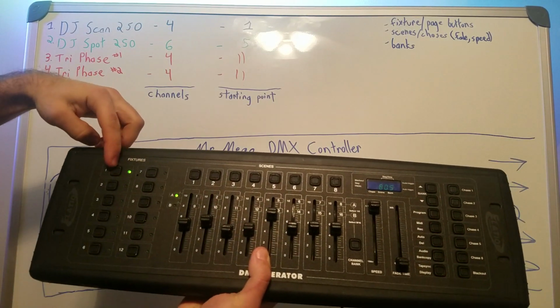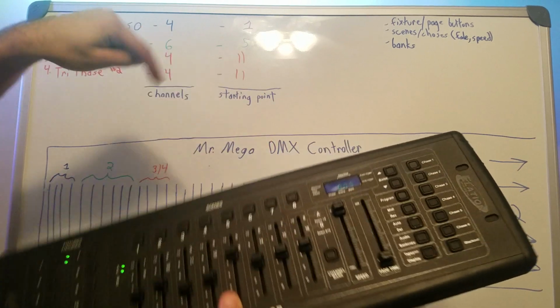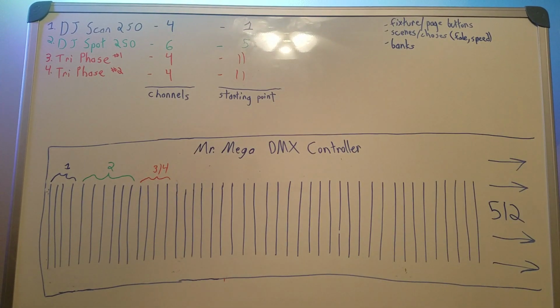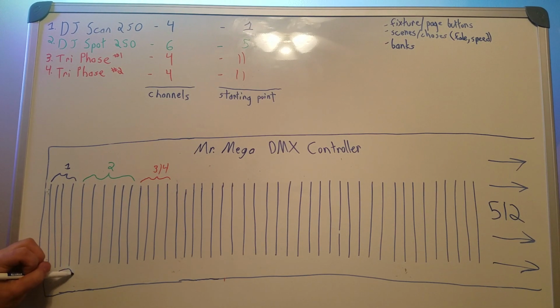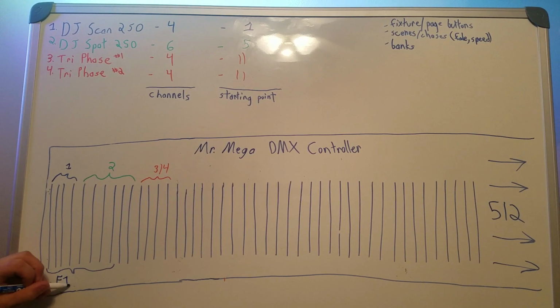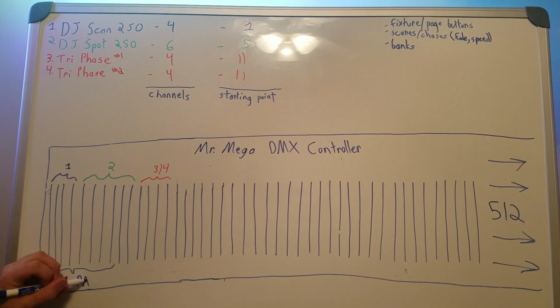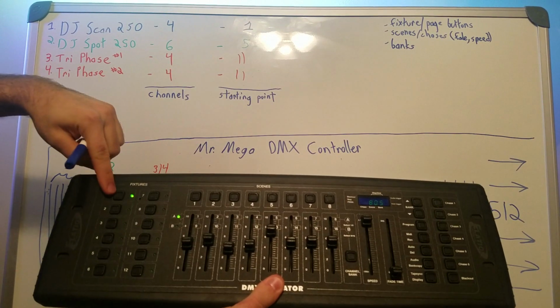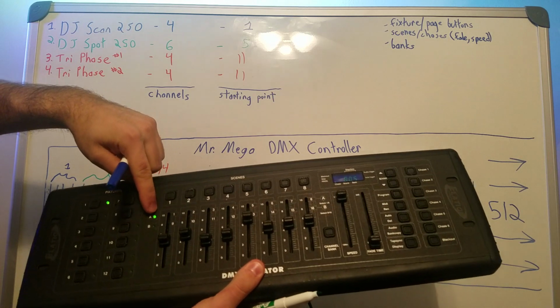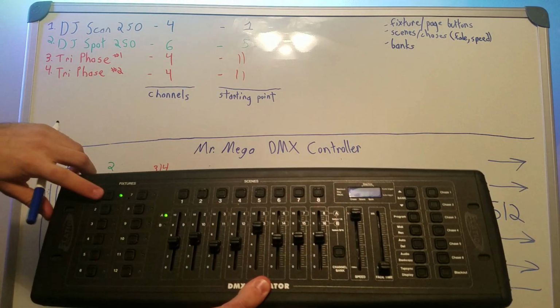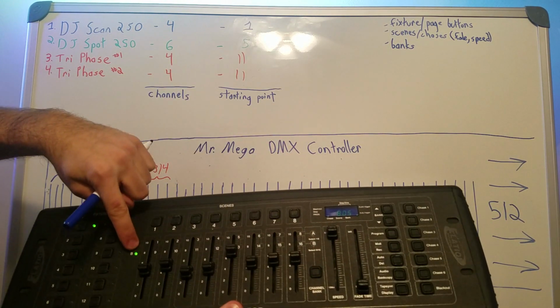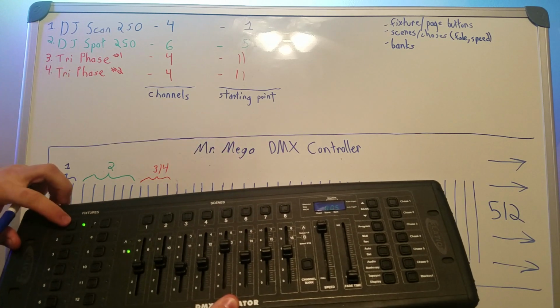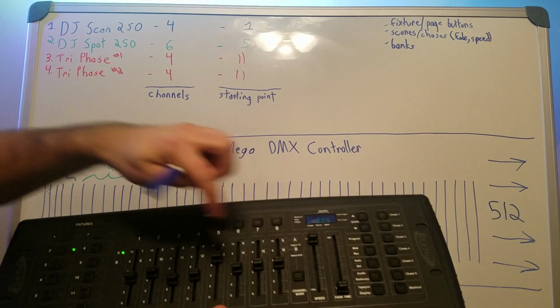So if I'm in fixture 1, page A, what that means on my mega mixer, my mega controller, is that if I go 1, 2, 3, 4, 1, 2, 3, 4, this is fixture 1, page A. Exactly what I showed here. Fixture 1, page A. If I want to get to the next 8, I go fixture 1, page B.